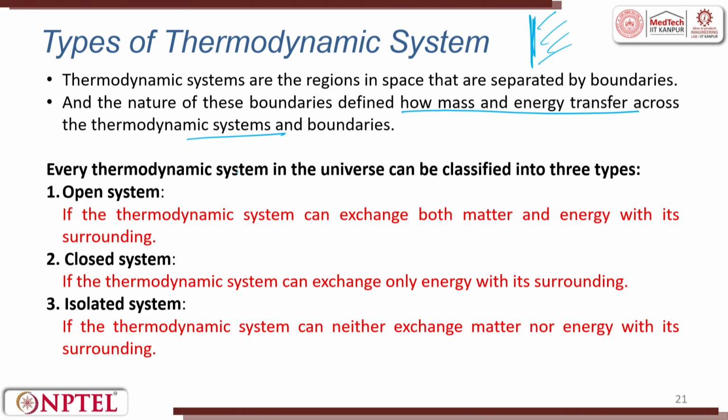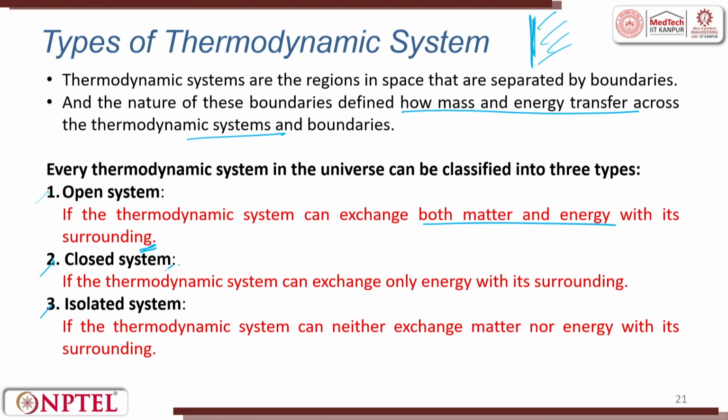Every thermodynamic system in the universe can be classified into three types: open type, closed type and isolated type. Predominantly, you can have subsystems in it, right? Open system, if the thermodynamic system can exchange both matter and energy with its surrounding, then it is called a open system. We will see the example in the next slide.